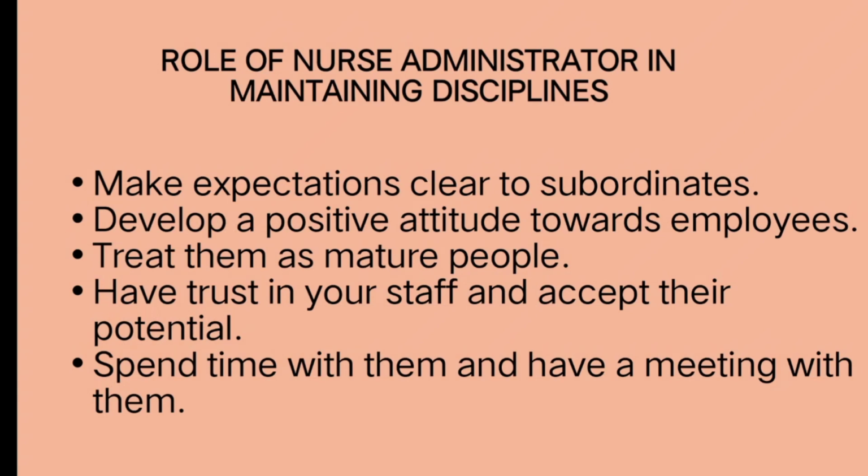First, make expectations clear to subordinates. As a superior, we have to teach each and every subordinate the rules and regulations laid down by the institution. Develop a positive attitude towards the employees. Treat them as mature people. Have trust in your staff and accept their potential. Spend time with them and have a meeting with them.